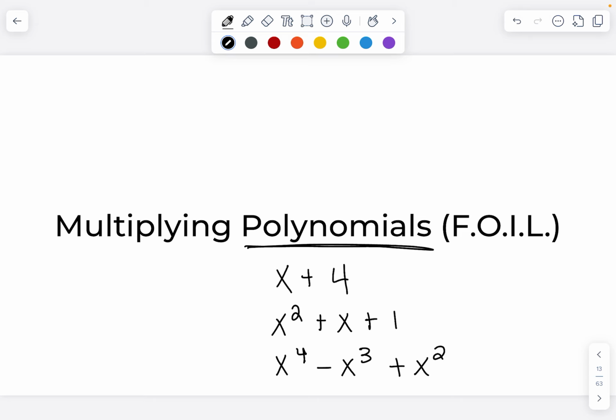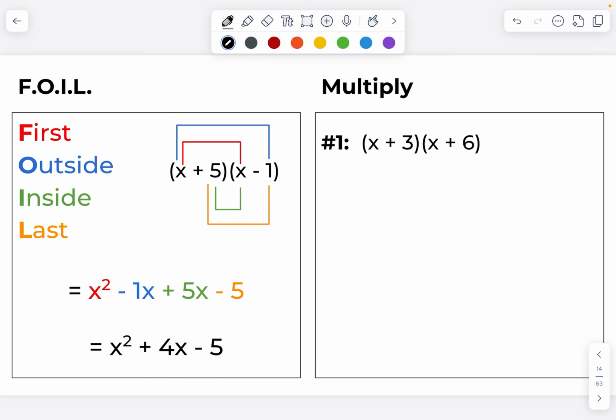Now, there's a mnemonic that you may or may not remember called FOIL. So I'm going to go to the next slide because it details what that stands for. FOIL stands for first, outside, inside, last. So when we are given two polynomials, x plus 5 being multiplied by x minus 1, to work through that and make sure we don't miss anything, that's where that mnemonic comes in handy.